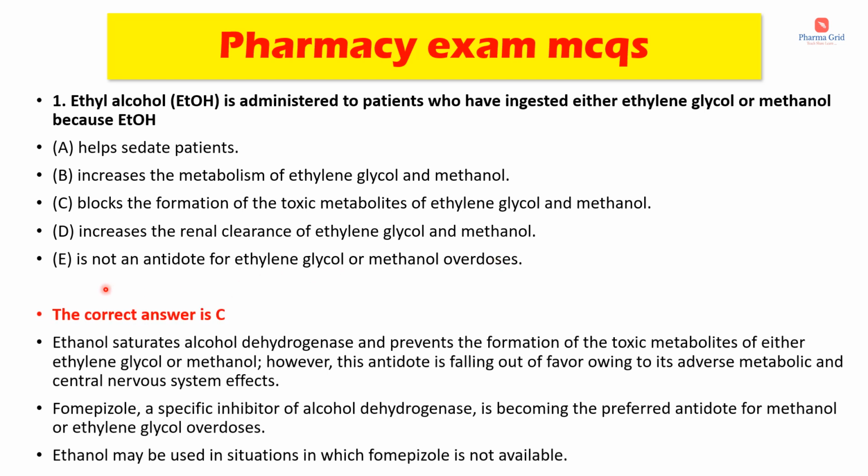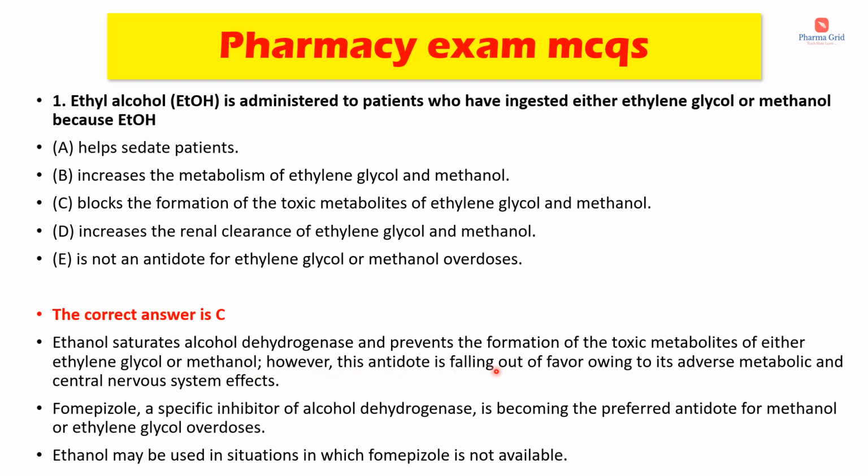Correct answer is option C. That is, this ethyl alcohol blocks the formation of toxic metabolites of ethylene glycol and methanol. Ethanol saturates alcohol dehydrogenase and prevents the formation of the toxic metabolites of either ethylene glycol or methanol.